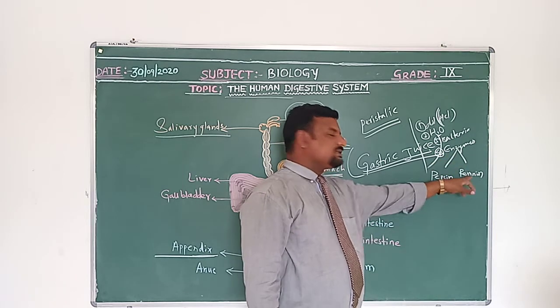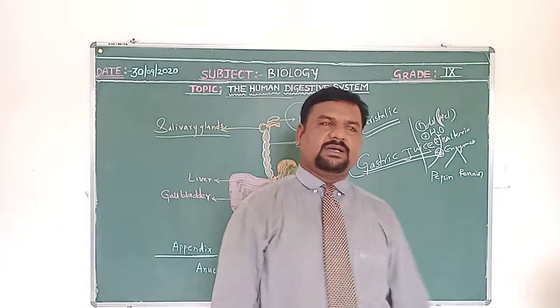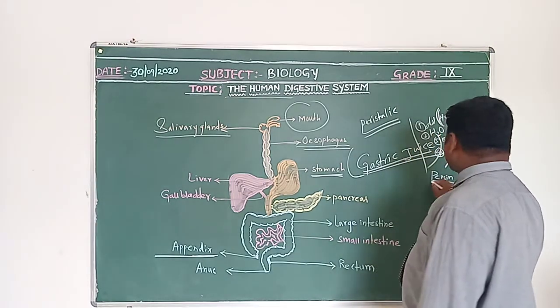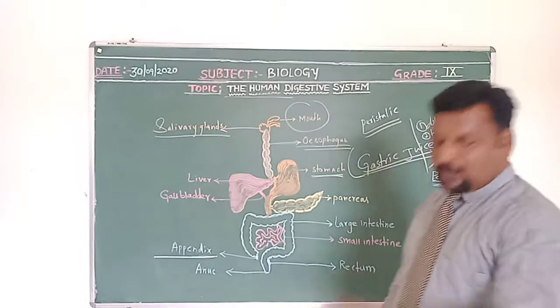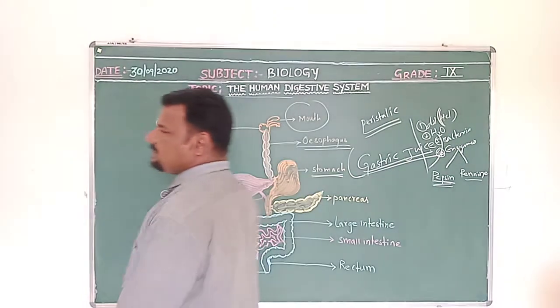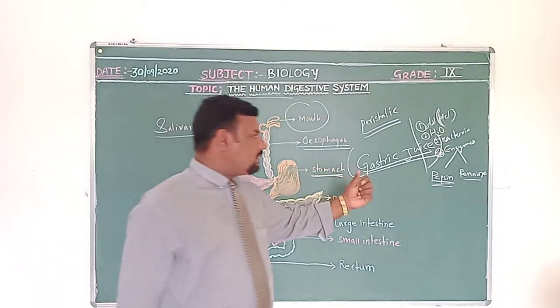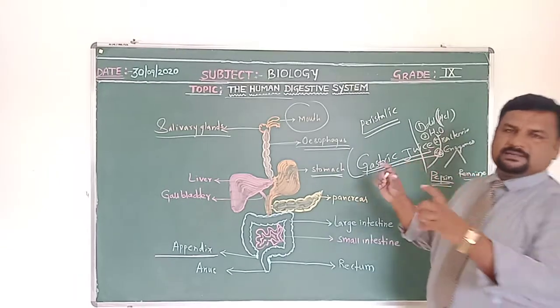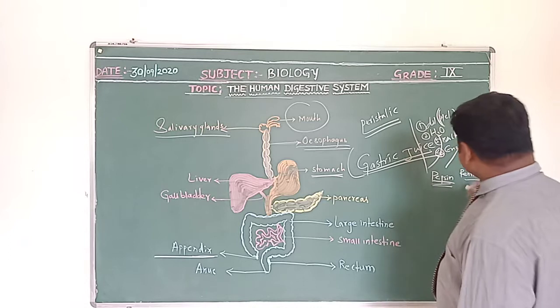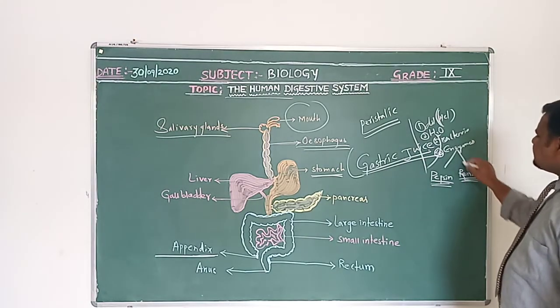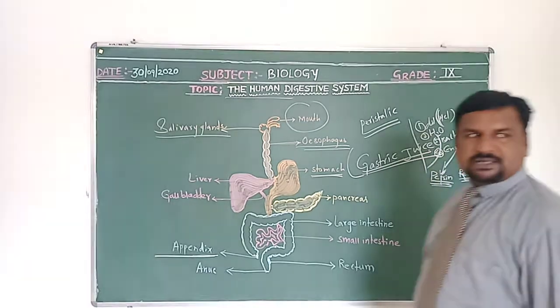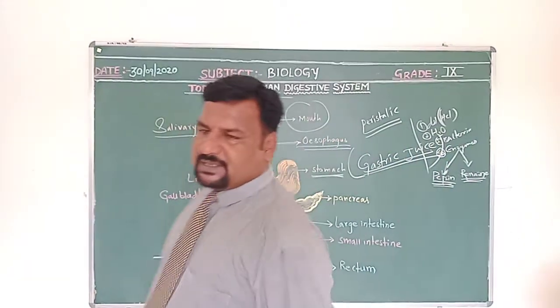So the enzymes present in the gastric juice of the stomach are two. One is pepsin and the other is renin. Pepsin digests protein. The pepsin present in the gastric juice of the stomach, what do they do? They are responsible for digesting protein. The other enzyme, renin, digests milk protein. Pepsin digests a normal protein, all kinds of protein present in the food.